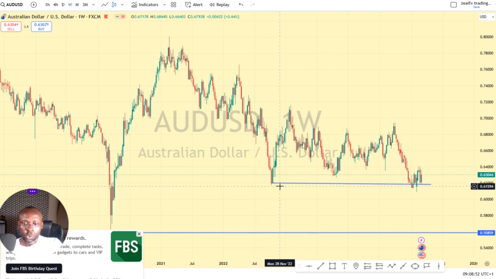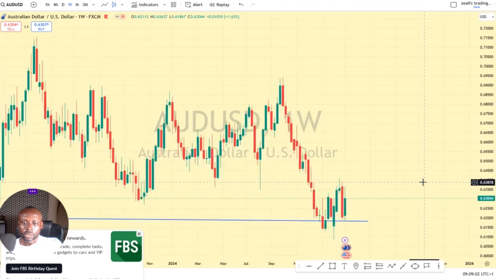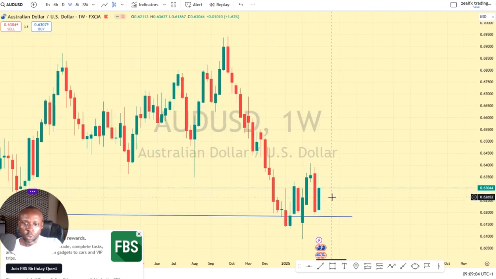So long as price closed below this level, this shows that AUD/USD has resumed its downtrend for this coming week. So all we expect from the AUD/USD this coming week is we expect price to drop.